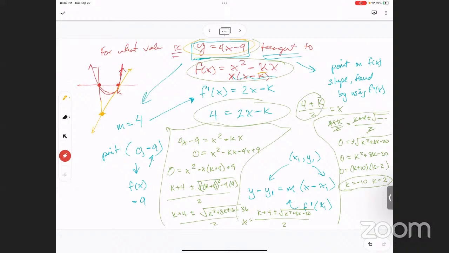So one of them was right here. That was one of them. And the other one was actually probably over here. Like that. You get what I'm saying? Definitely, yeah. The other one would be probably right here. So there's the two parabolas that have that yellow line as the tangent line.